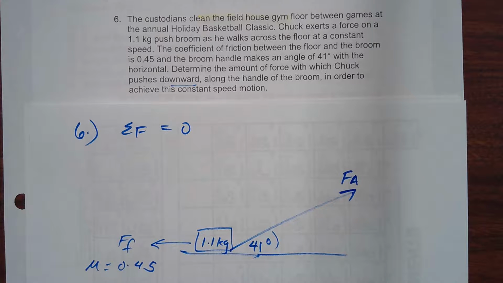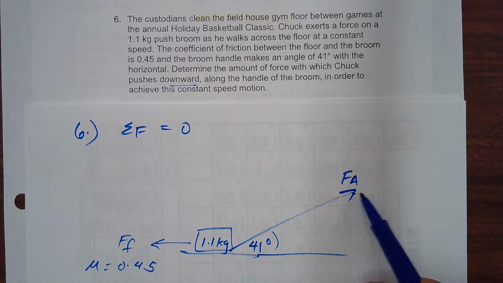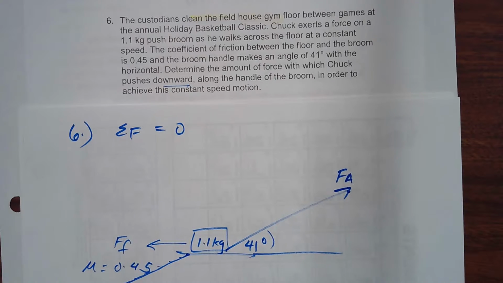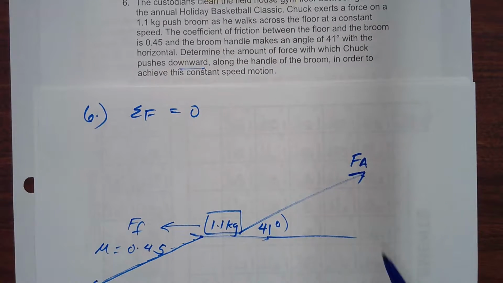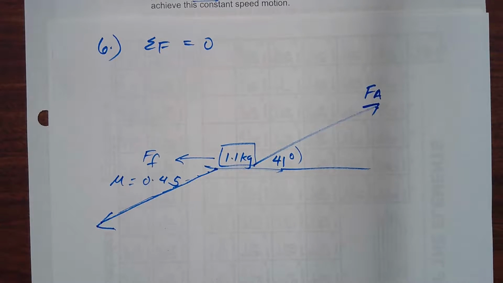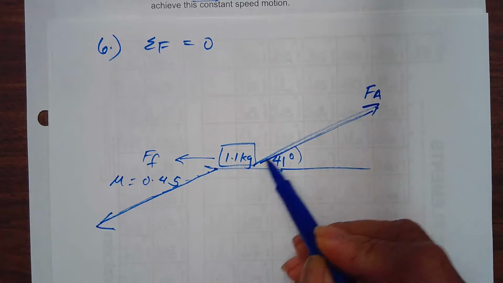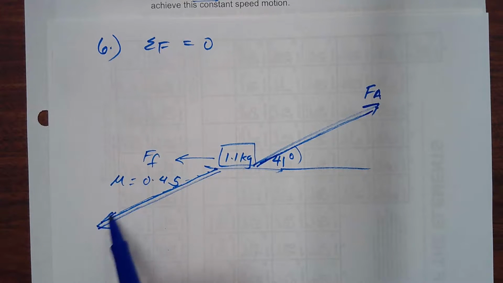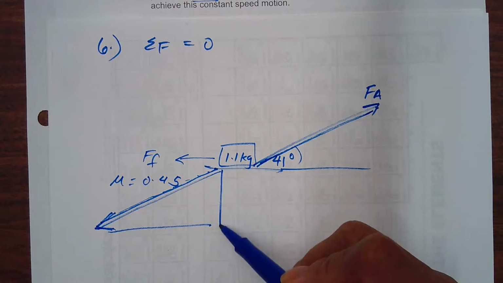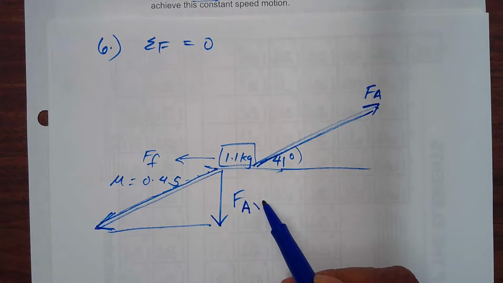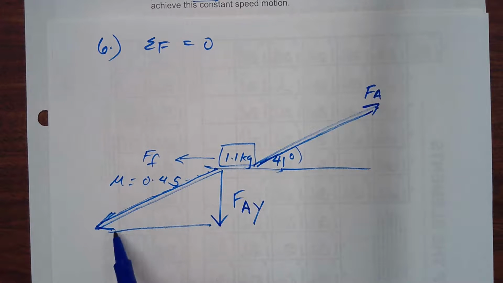He's actually pushing. So this FA is actually going down like that, right? So I'm going to redraw this one because the free body diagram is always drawn away from the object, right? So he's actually pushing this way. So if I were to redraw it, it's going to go this way. We are looking for the FA downwards, which is FAY. Does that make sense?